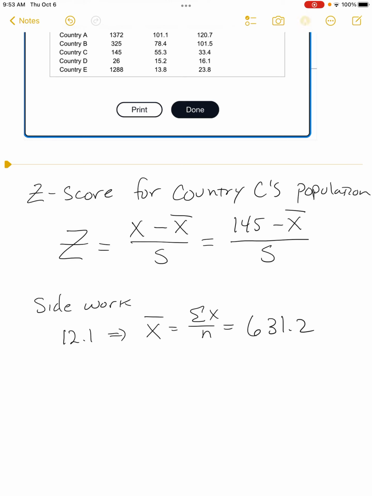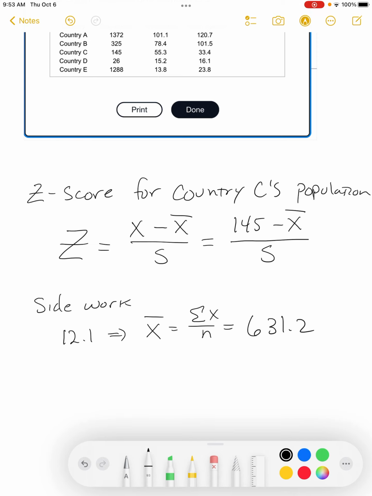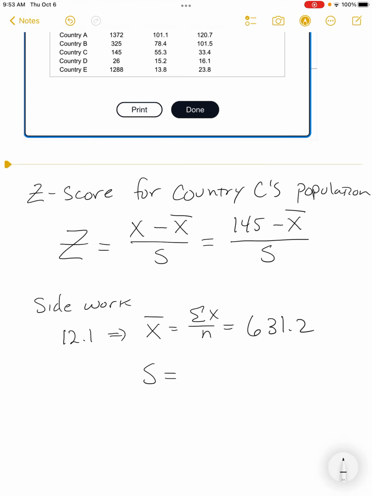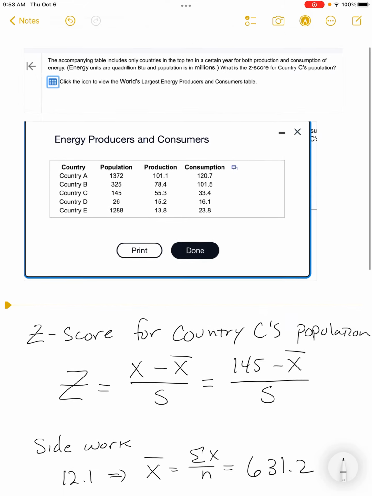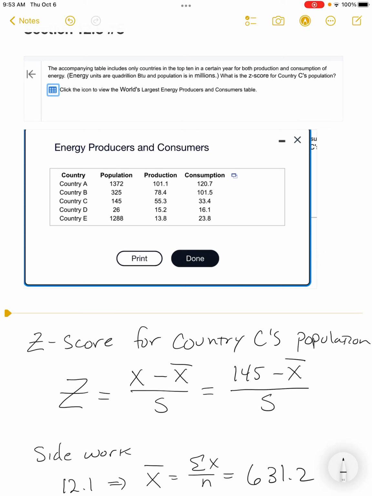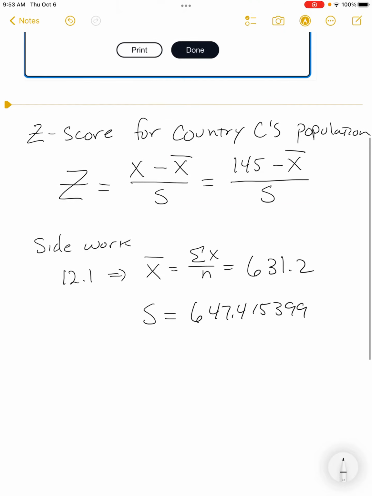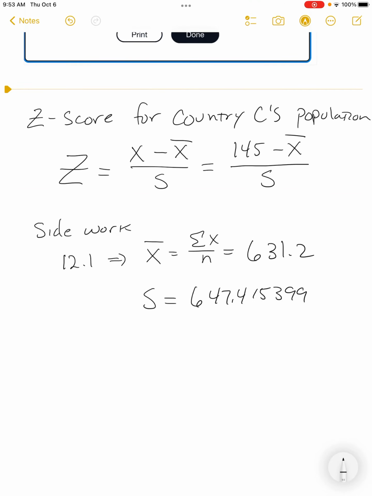Let me get a pen again. And so I calculated S, and when I ran it through, I got 647.415399. I just kept everything. You're welcome to round it. They are asking for the answer. I guess I don't have that here, but when you went down to the answer box, it wants the answer rounded to the nearest tenth. So you could round this, I suppose, and still be okay, but I kept it all.